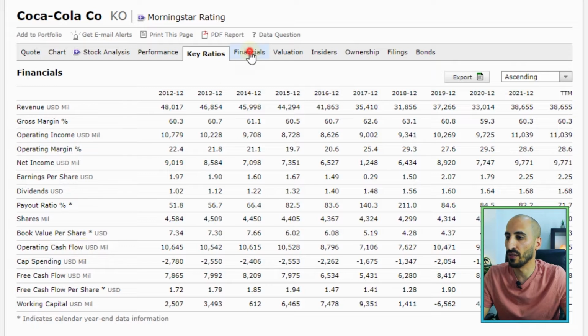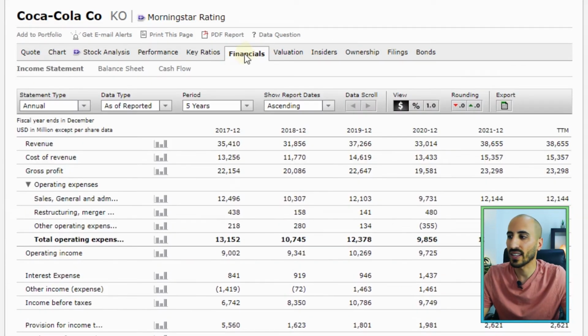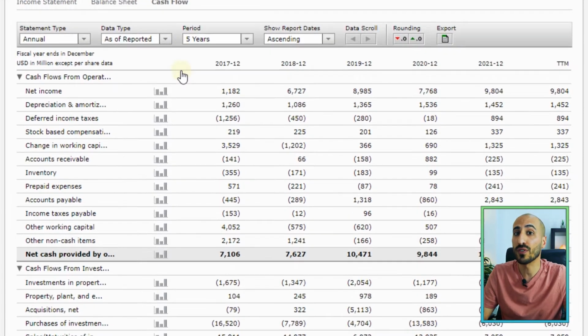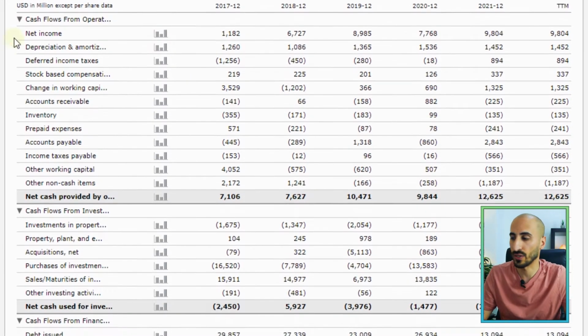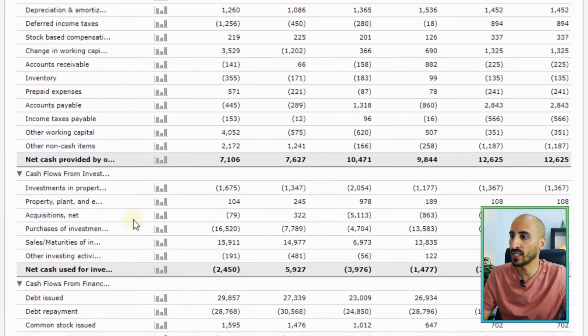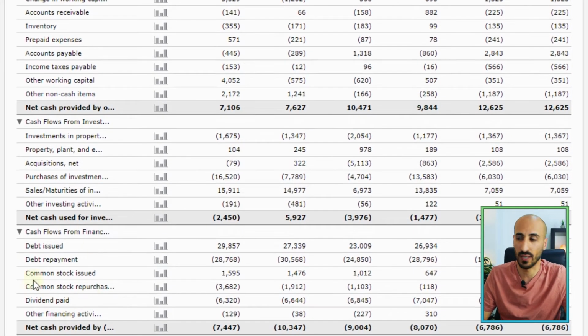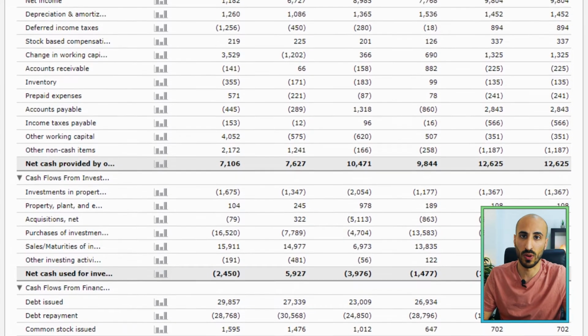Therefore, let's click on Financials and then let's choose Cash Flow. Now, the first thing I'd like you to notice is that the cash flow statements are divided into three sections: cash flow from operating activities, cash flow from investing activities, and cash flow from financing activities. Now, let's describe them for a moment one by one.